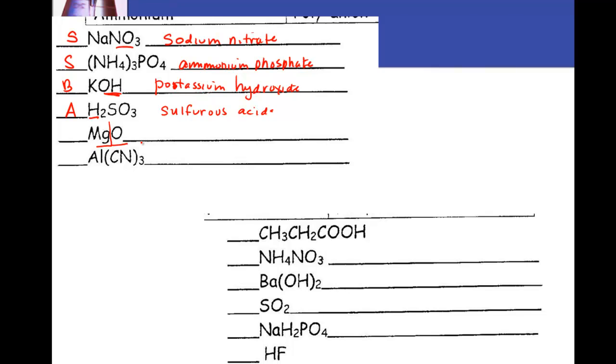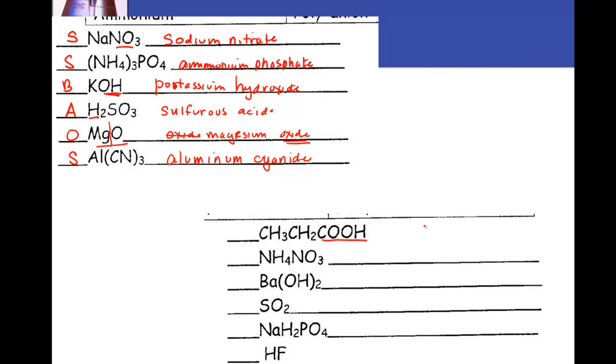MgO, we have got a simple oxide. Oops, I want to put the oxide here. And this is magnesium oxide. Notice if it's an oxide, you will see oxide in the name. Metal oxide. This is aluminum cyanide. And this would be a salt.